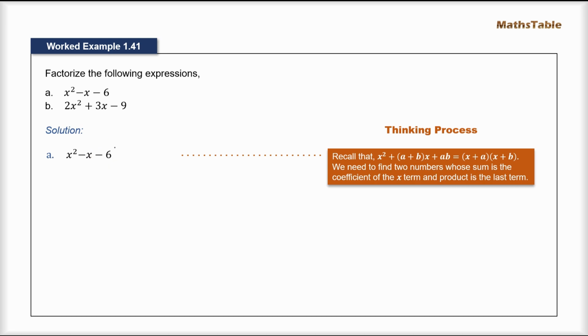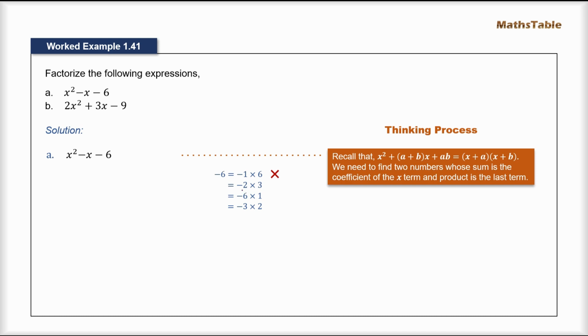So what we'll do is, we'll start with the last term minus 6. We'll break this minus 6 into two factors such that when these two factors are added together, they give us minus 1. So we'll list all possible combinations of two factors of minus 6 and we'll check each combination one by one which fits our criteria. In the first combination, we can see that minus 1 plus 6 gives us plus 5, whereas we need minus 1 here. So this combination is of no use to us.